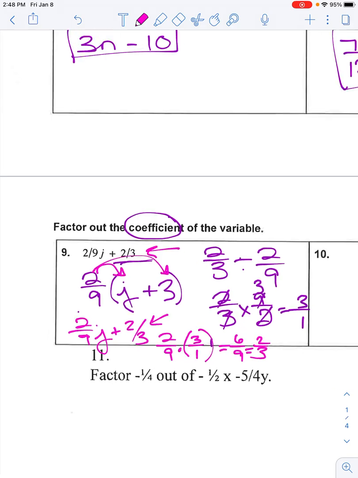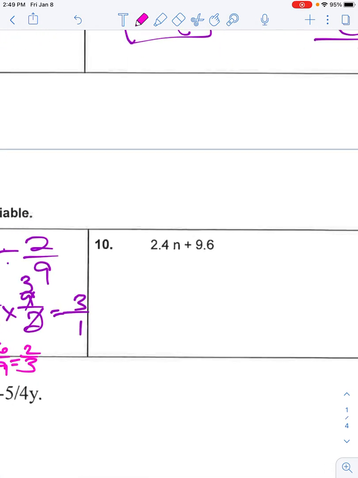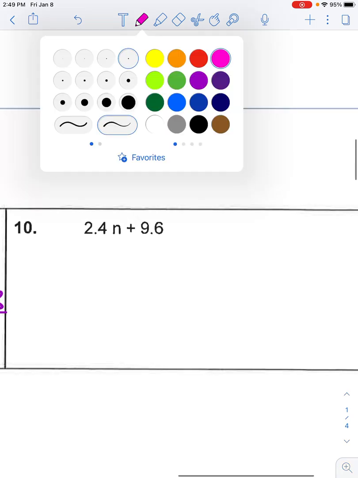That matches the original problem. So I know I did it correctly. Okay, so don't get in too much of a rush that you're not checking your work.